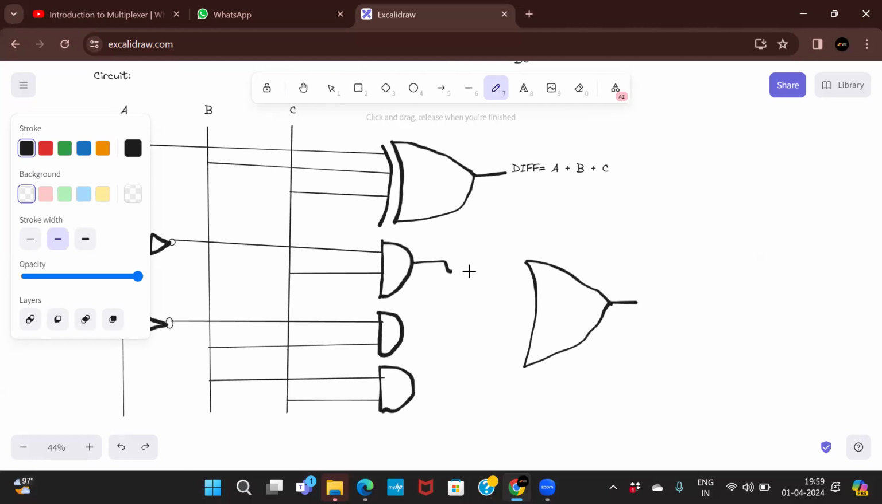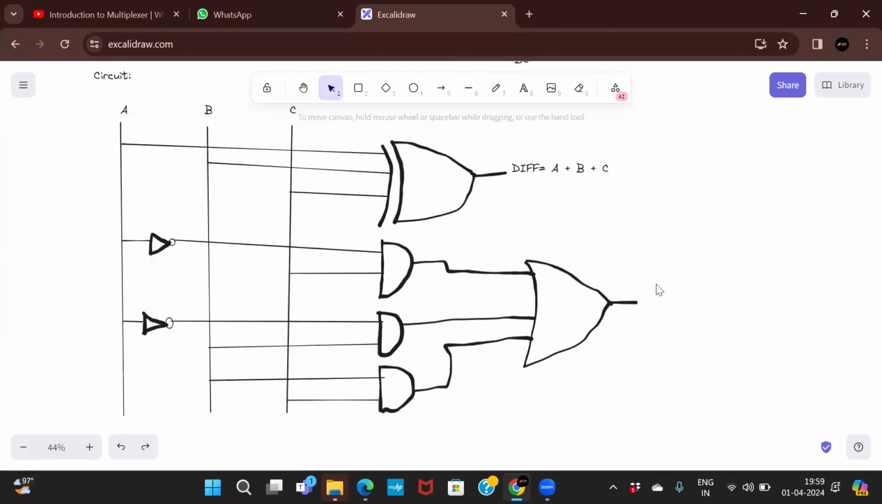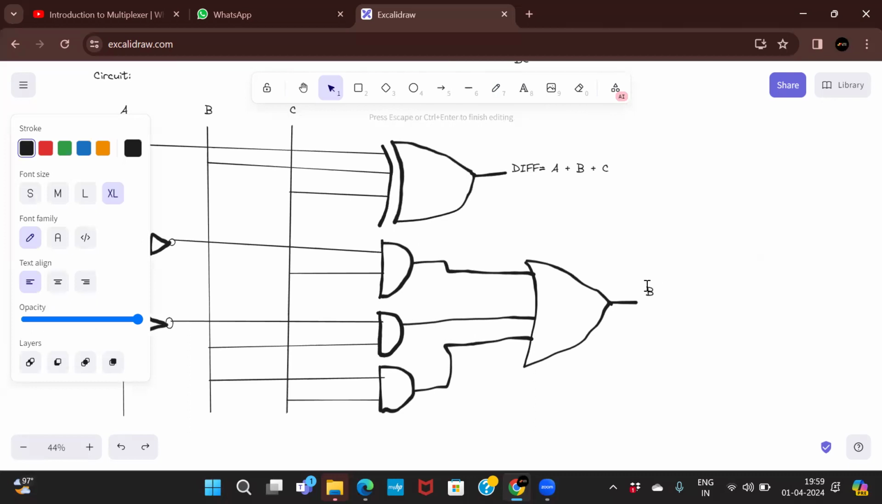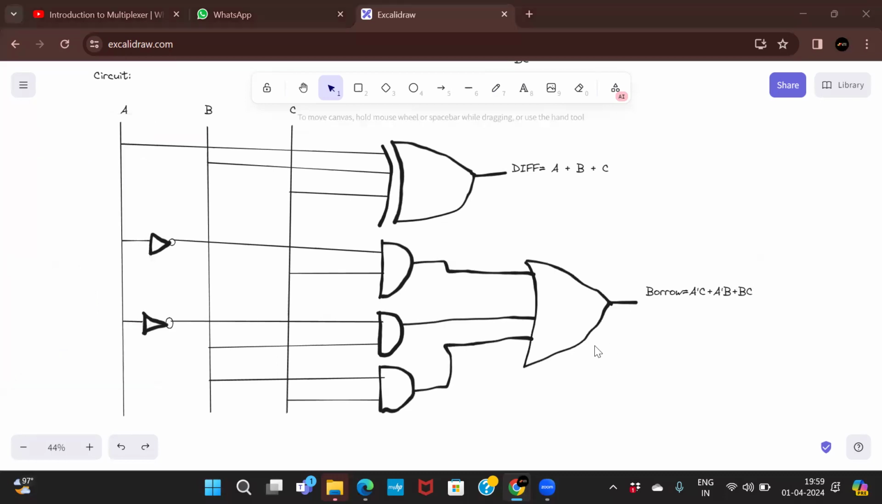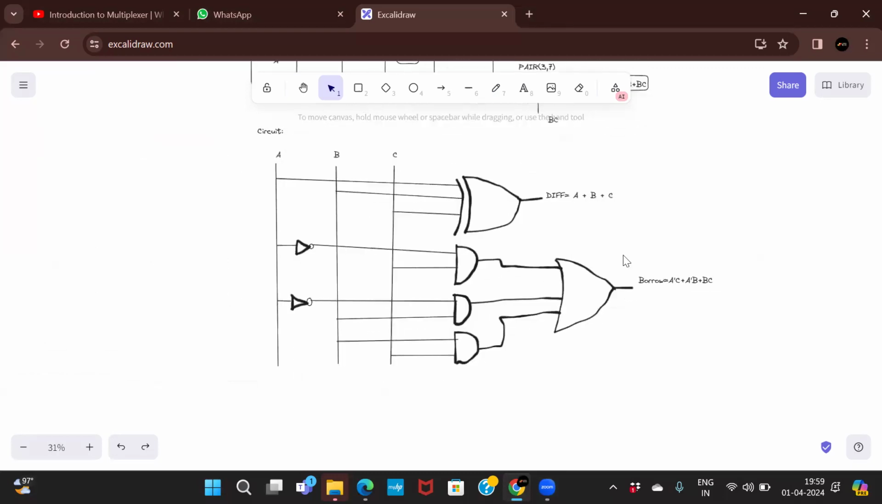Just connect this. One, two, just like this. Four. Borrow equals A bar C plus A bar B plus B C. So this is the working principle of both the circuits, and these are very important.